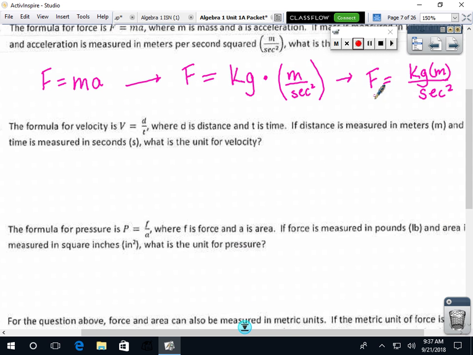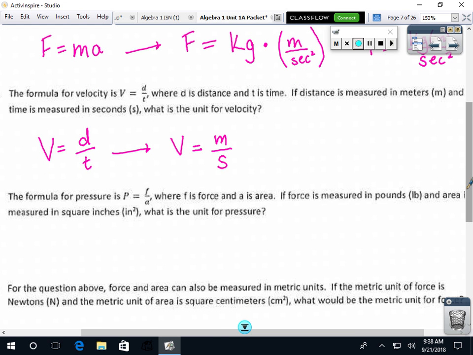The formula for velocity is V equals d divided by t, where d is distance, t is time. If distance is measured in meters and time is measured in seconds, then that is the unit for velocity. Velocity equals meters per second. And so all you do. So why don't you try the next one before I do it with you. Go ahead and see if you can figure out what that one should look like once you've replaced it with the units.